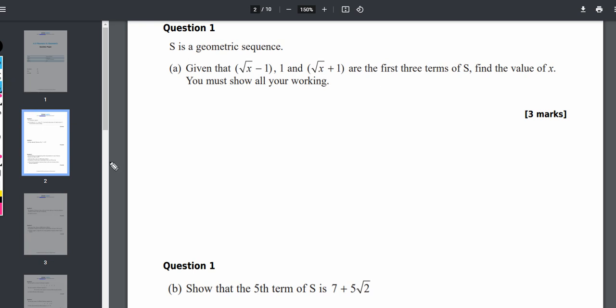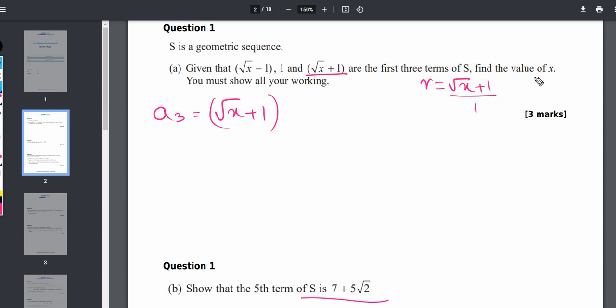Alright, let's do part B. Part B says show that the fifth term of the sequence is 7 plus 5 under root 2. So we know that the third term is under root x plus 1. If I multiply the third term with the common ratio, I'll get the fourth term. And when I multiply the fourth term with the common ratio, I'll get the fifth term. My common ratio was r equals under root x plus 1 over 1, and my x was 2, so my common ratio will become equal to under root 2 plus 1.